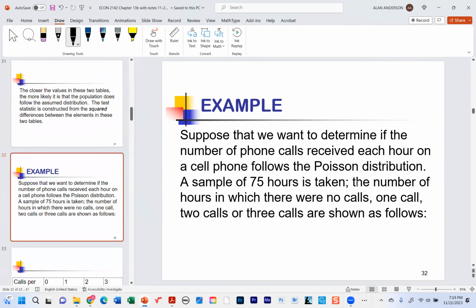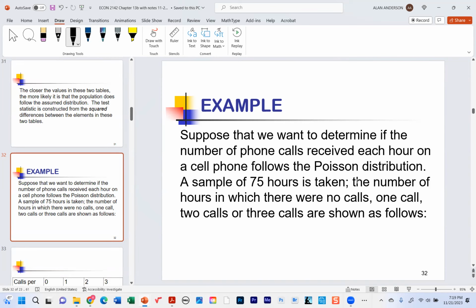So let's start with an example. I think this would be the easiest way to go. We're going to start actually with the Poisson distribution. We'll want to be comfortable with both. We want to be able to compare data to the Poisson distribution and the normal distribution. So we'll start with the Poisson.